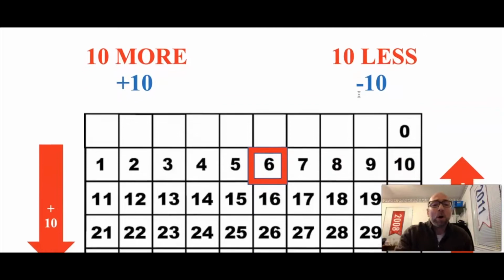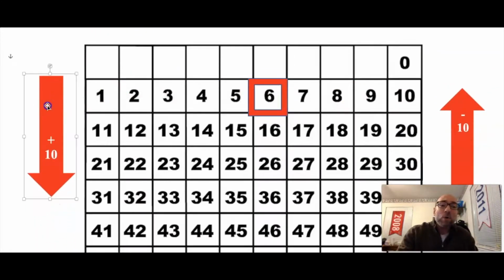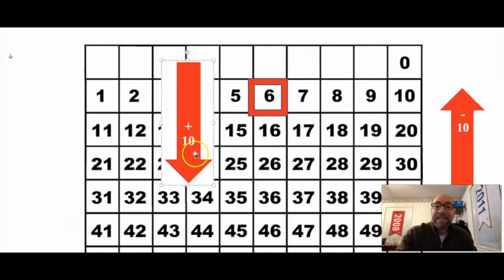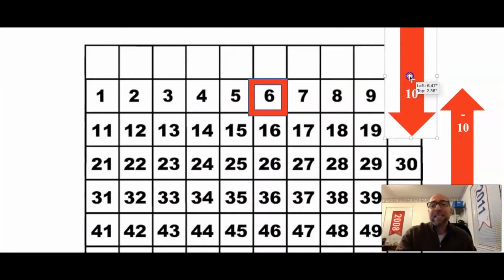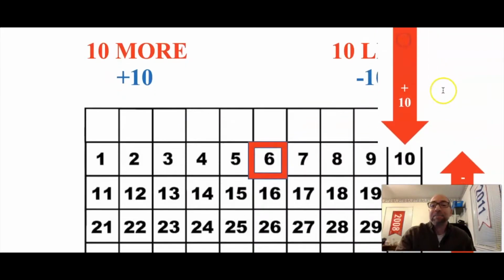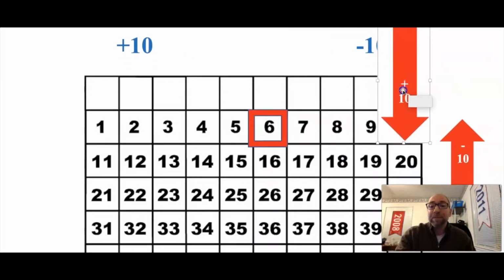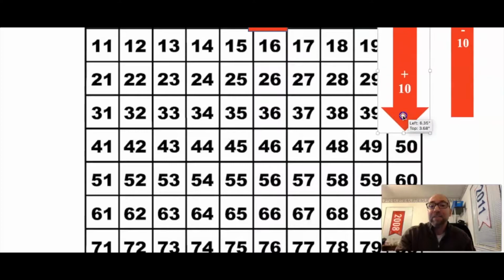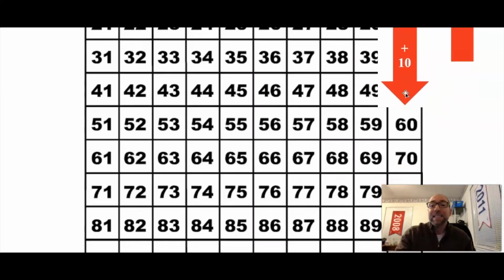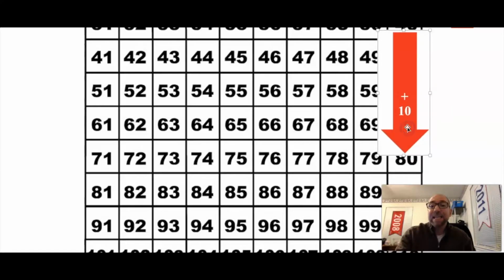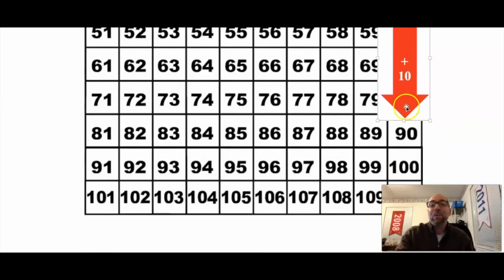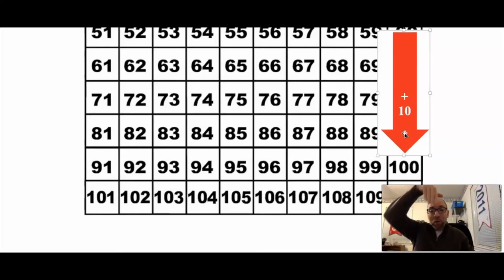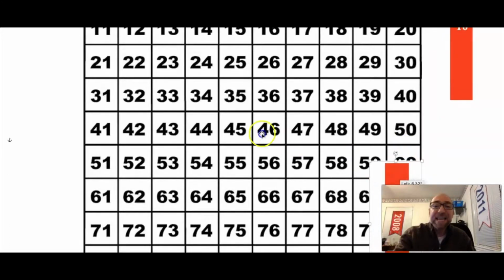And you might remember on our number grid that when we go down, we are actually adding 10. And the best way to look at that is to look at when we count by tens. When we go down our number grid, 10, 20, 30, 40, 50, 60, 70, 80, 90, 100. Whenever we go right down, we're counting by tens. We're adding 10 more. And that works with any number.